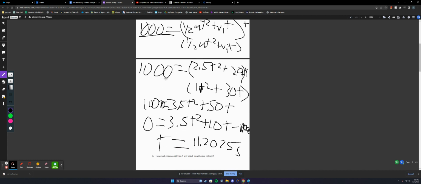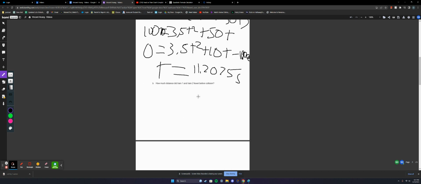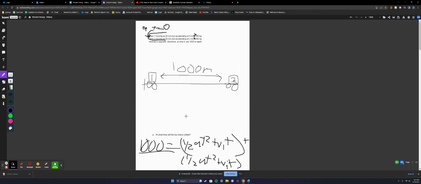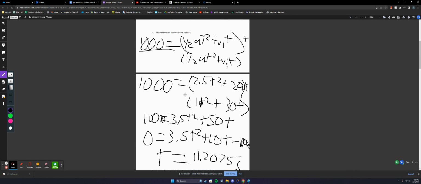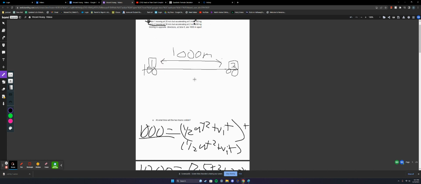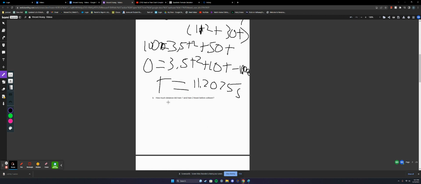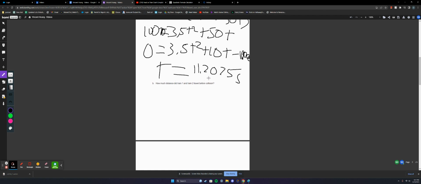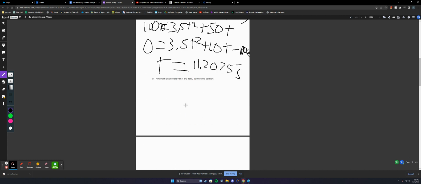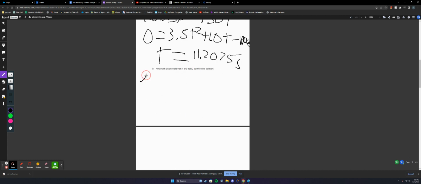Part B: how much distance did train 1 and 2 travel before collision? We can also use the displacement formula for this. Since each train is accelerating at a different rate, and the initial velocity of each train is different, the distance that each train travels is different. So we can't just split this in half and say each train travels 500 meters. That wouldn't be true. We found the time it takes to hit, so we can plug this time into the displacement formula for each.